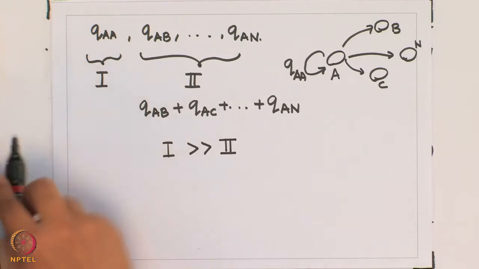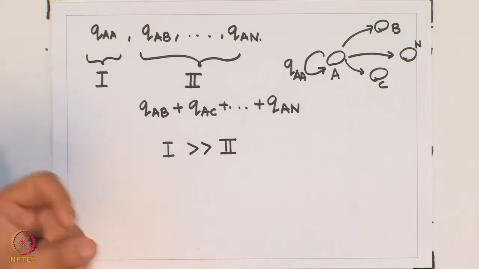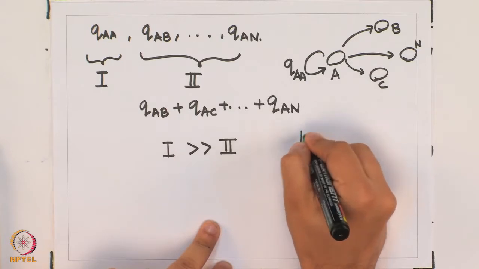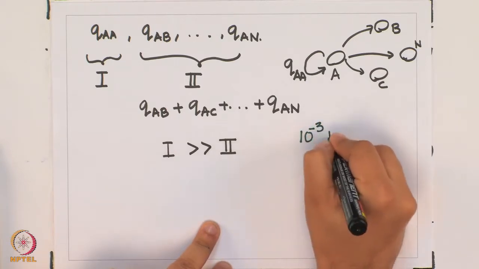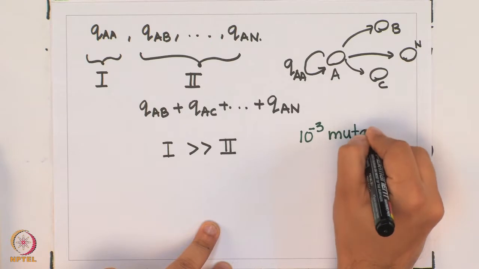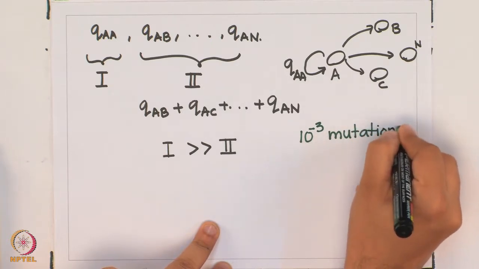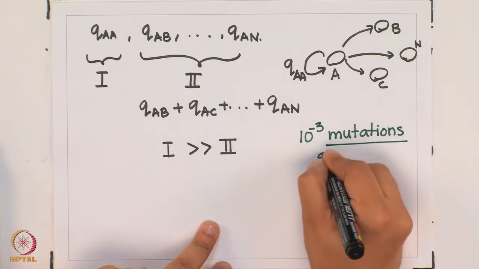And that's because if you remember the E. coli mutation rate that we were talking about, which was 10 to the power minus 3 mutations per genome per generation.